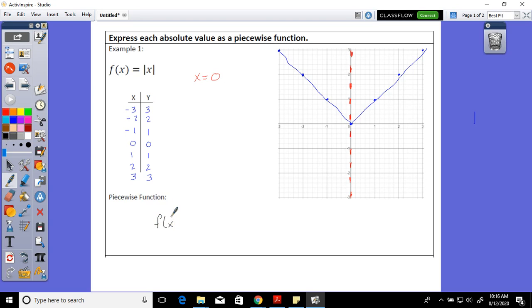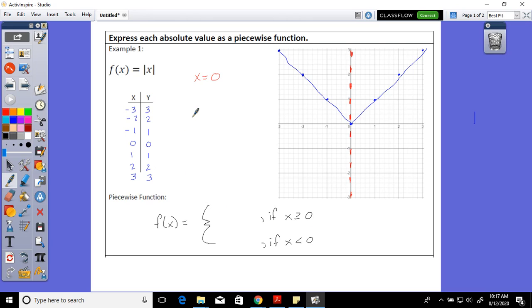Our piecewise function, f of x, is equal to, so we're going to go with this in two different directions. Remember, there's two sides to the graph. We have everything equal to or greater than 0, so if x is greater than or equal to 0, and then we have everything that's less than 0, if x is less than 0.